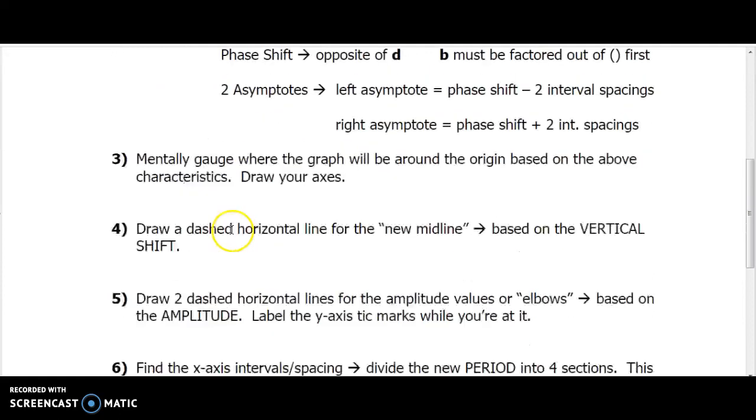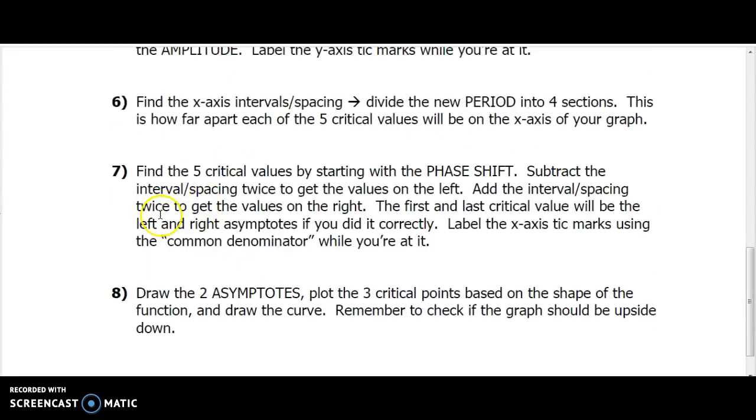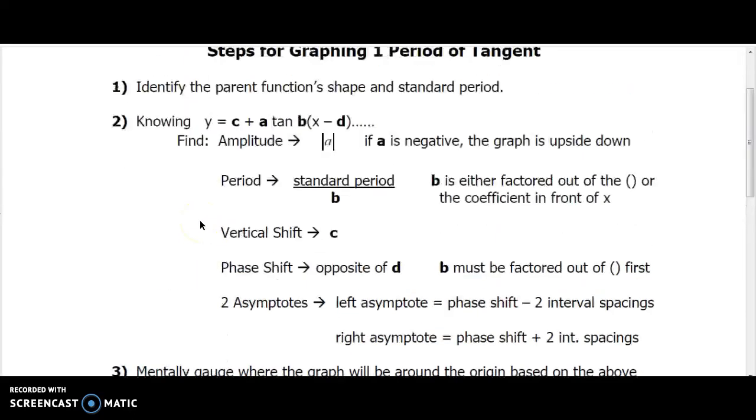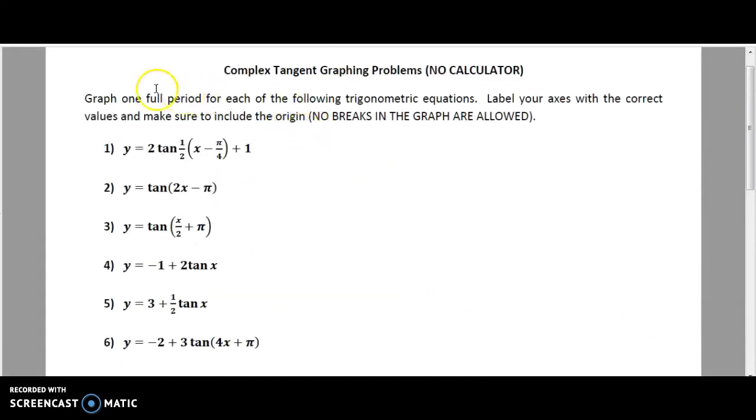Once you do that, you've got all the steps here: mentally gauging where the graph is going to be, drawing your axes, getting your midline, getting your elbows, all that stuff. But probably the best way to do this is actually to look at an example. So we're going to take a look at the assignment that you guys have, and that is to graph the complex tangent graphing problems listed here. The directions ask you to graph one full period for each of these, and then label your axes accordingly without any breaks in the graph. So very similar to what we did in sine and cosine graphing, but obviously we're doing tangent now.